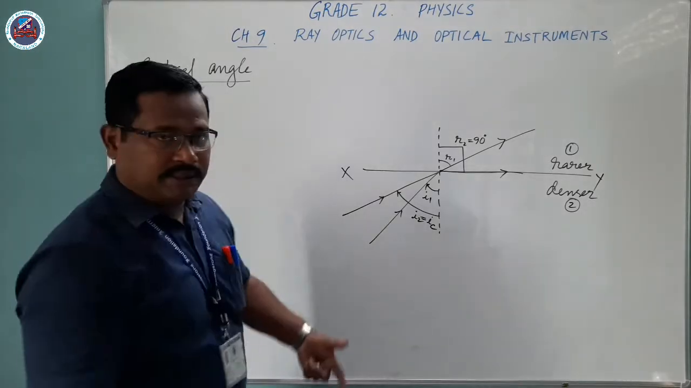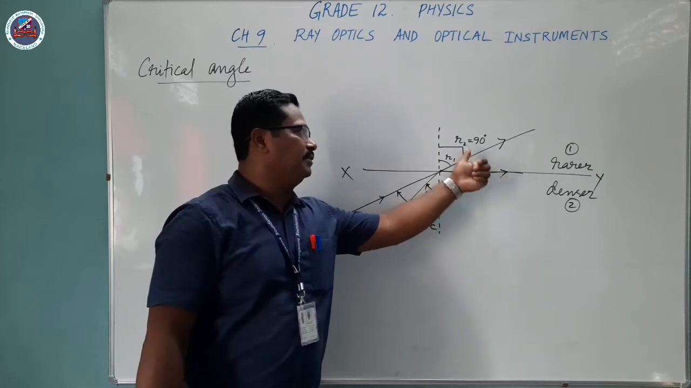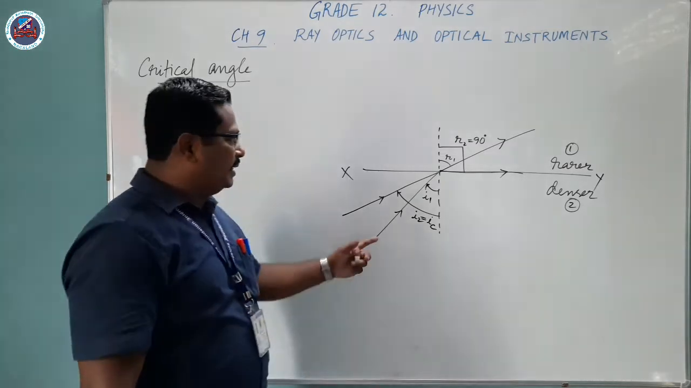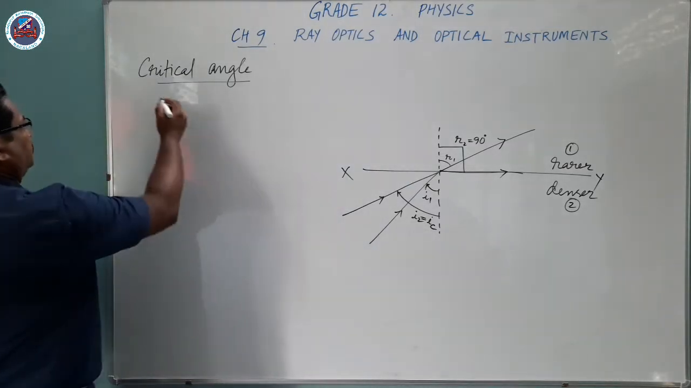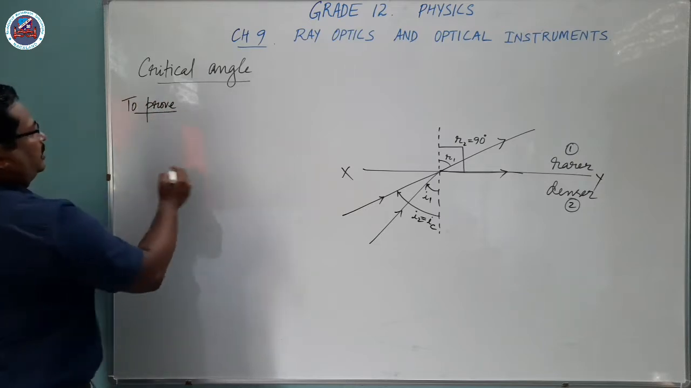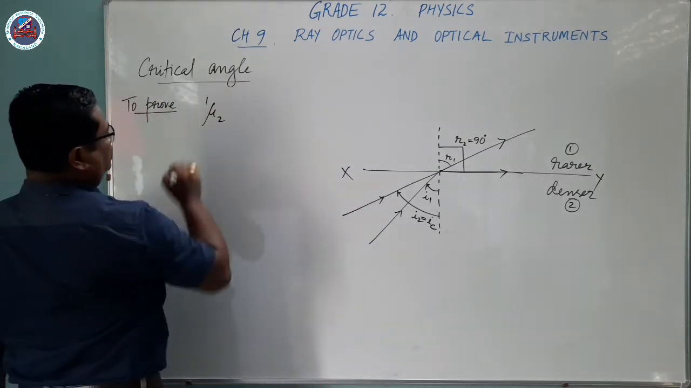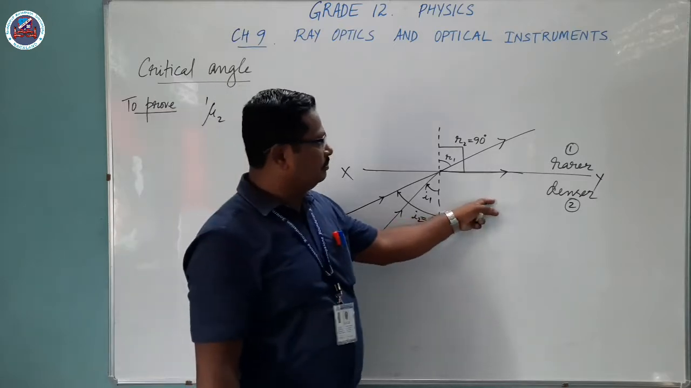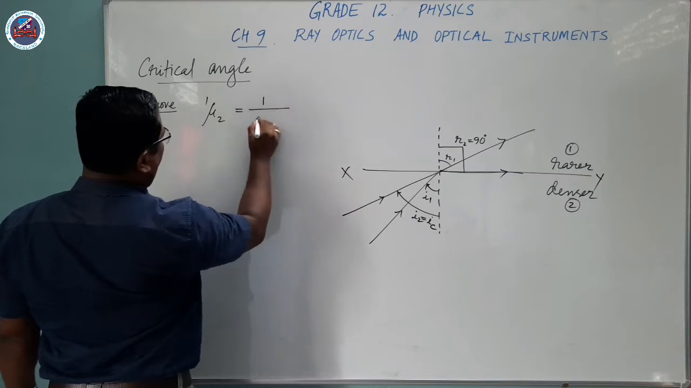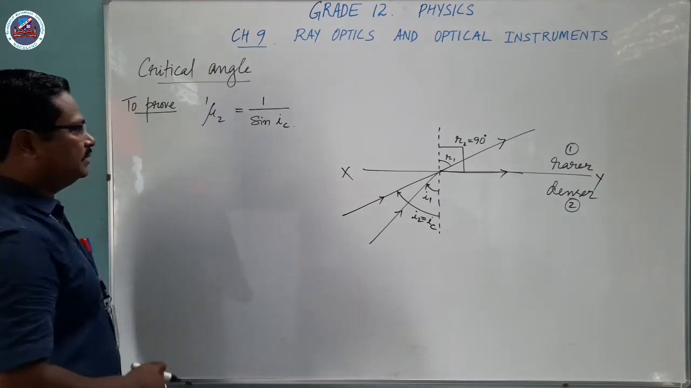Now, again I repeat it once more. The angle of incidence for which the angle of refraction is 90 degree, that angle of incidence is called the critical angle. In this case, you have to prove one relation: the relative refractive index mu 21, that is denser medium to rarer medium, is equal to the reciprocal of sine of the critical angle. Let us prove it.